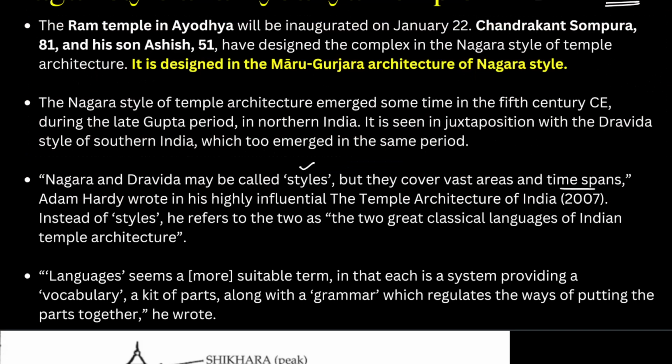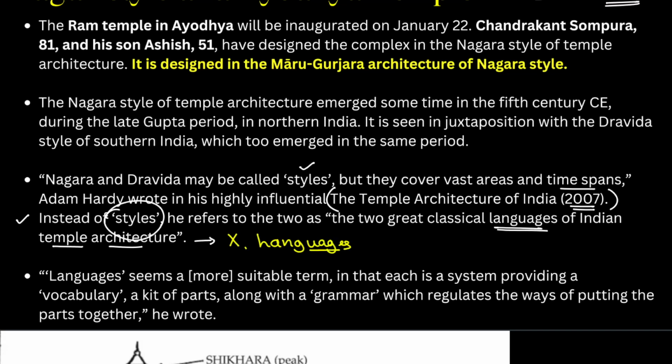Adam Hardy wrote in his highly influential The Temple Architecture of India, published in 2007. So what he says is that instead of styles, he refers to the two as two great classical languages of Indian temple architecture. So this can be a question in itself: Nagara and Dravidian styles are not actually styles but languages. Justify this statement.